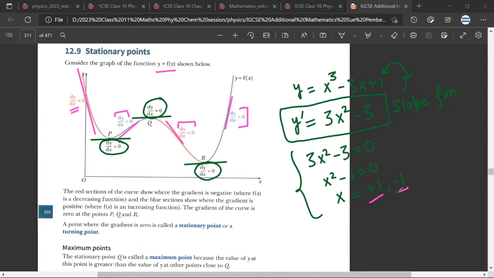Okay. The slope function becomes 0 at 2 values of x. One value is plus 1, the second value is minus 1. Are we clear? Yeah. Any doubt till here?